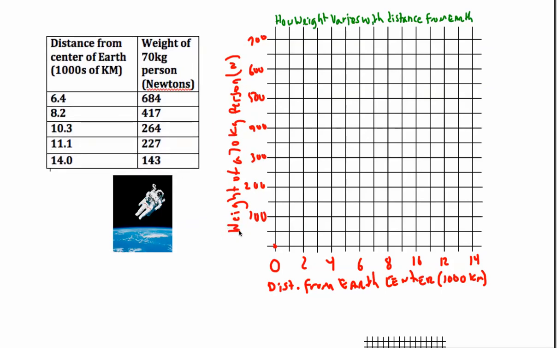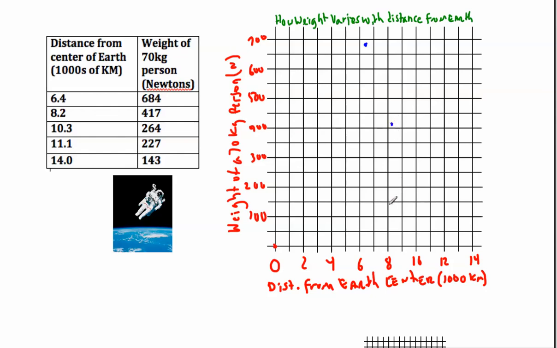There we go. All right, now we're ready to actually start plotting our data points. So I'm going to plot in blue. Our first data point should be 6.4 and 684. So this is 7, so 6.4 is going to be right about there, and 684 is going to be way up there. All right. Our next data point needs to be 8.2 and 417. There's 8, there's 9, so 8.2 is right about there, and 417 is going to be right about there.